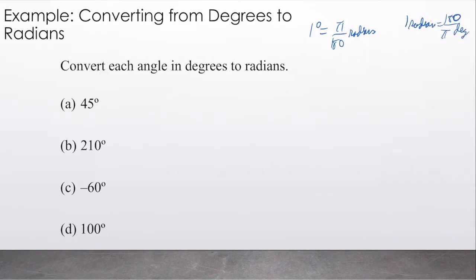I like to write out my conversions. That helps me keep things organized. So let's convert each of these angles from degrees to radians. So I have 45 degrees. 45 times pi over 180 radians equals 45 pi over 180, which simplifies to pi over 4 radians.